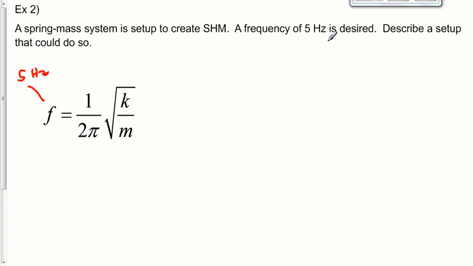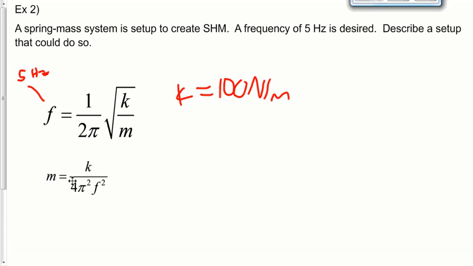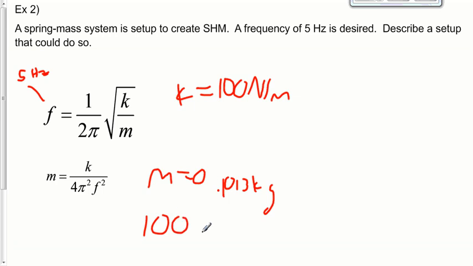But what's cool here is that we really have an infinite number of solutions that would work. We can pick any K and any M we want to get a frequency of 5 hertz. So let's just pick a K constant of, say, 100 newtons per meter. If I work this through and find out what my mass needs to be, I end up with this expression, shove some numbers in, and I'm getting a mass of 0.1013 kilograms, or I can write this as 100 grams.